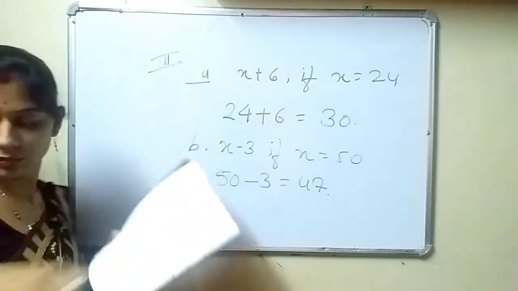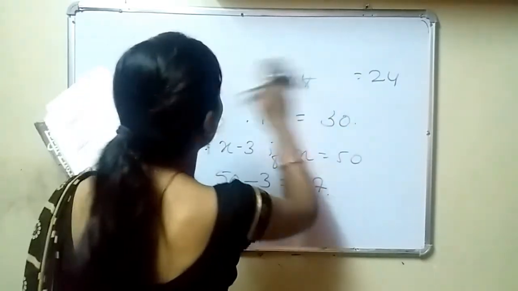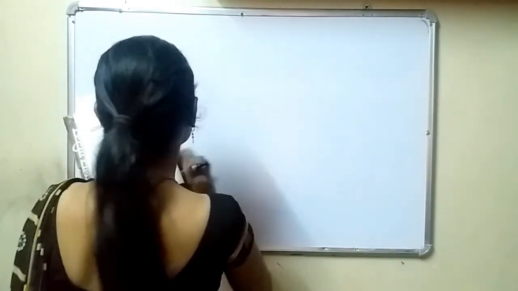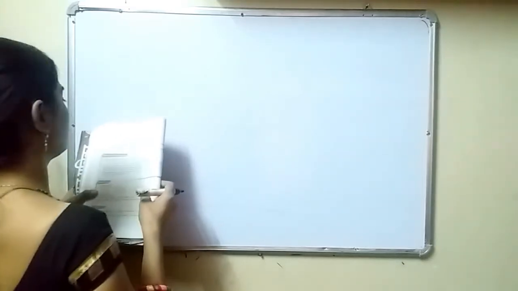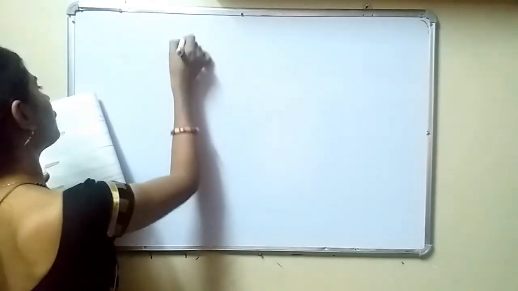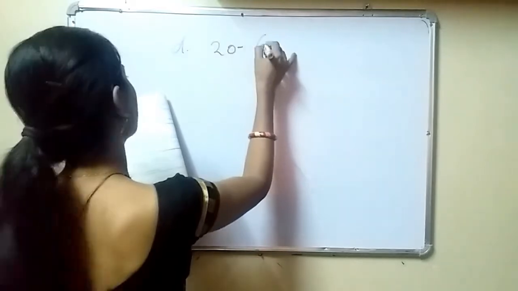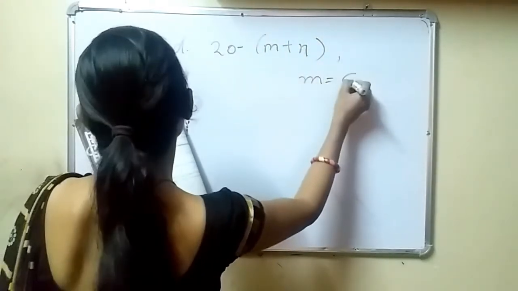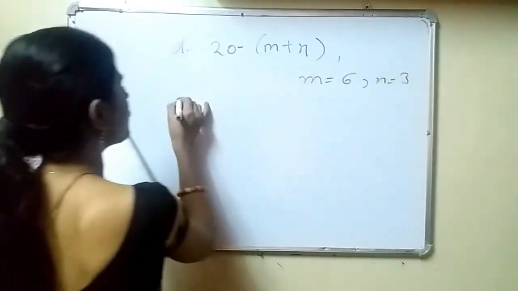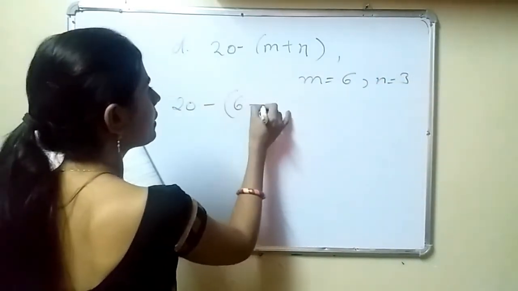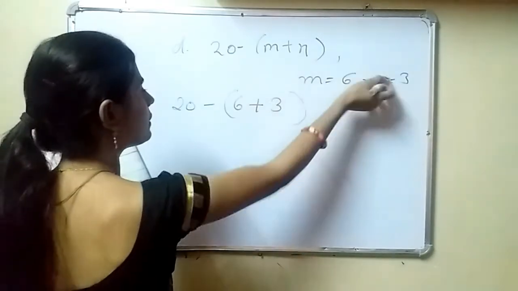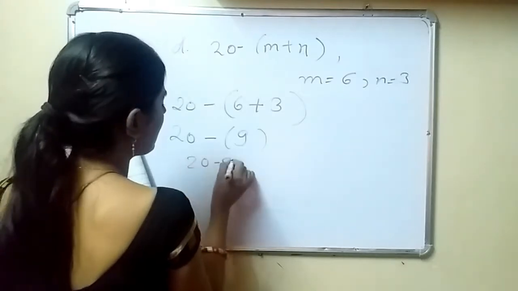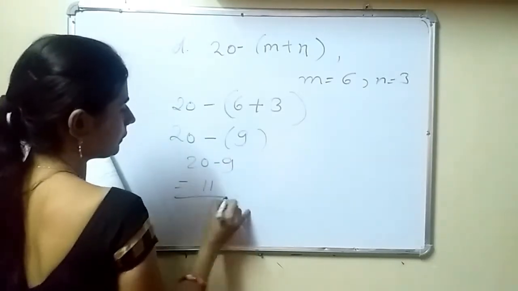Now see question number C that you can solve. D also you can solve. D I will solve. 20 minus m plus n, where m is equal to 6 and n is equal to 3. So 20 minus, m is 6 plus 3, the value of n is 3. So 6 plus 3 is 9. So 20 minus 9 will become your 11.